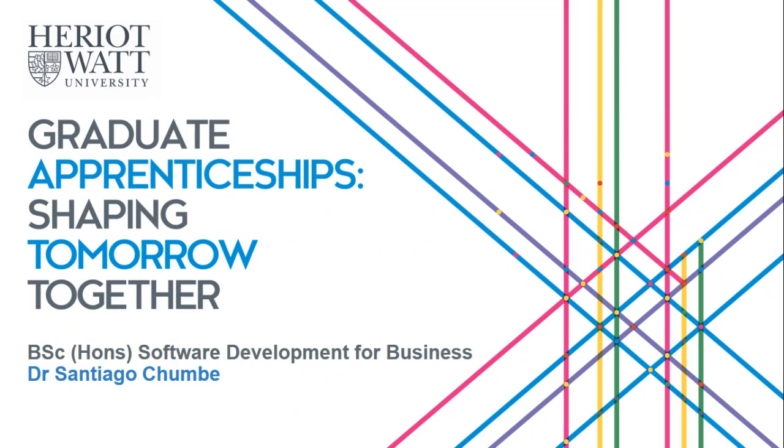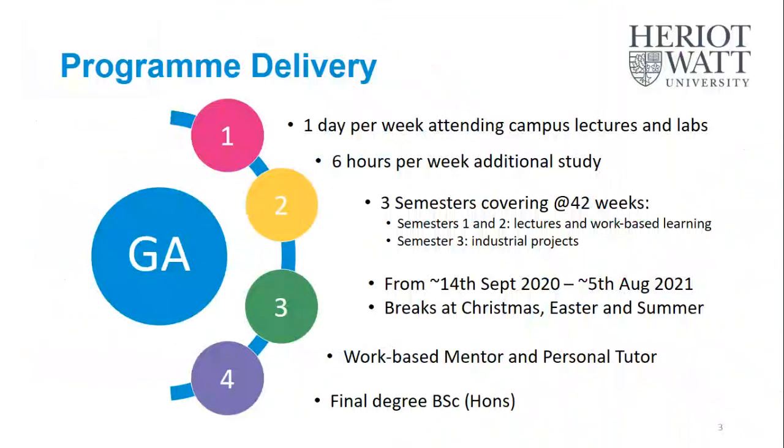So let's start giving an overview of the main features, characteristics of our program. Our program comprises 4 years, and at the end of the 4 years, the student gets a BSc honors degree. The students need to attend university 1 day per week from the first year, and that happens every year. So we expect that the students will be attending lectures and labs on campus once a week.